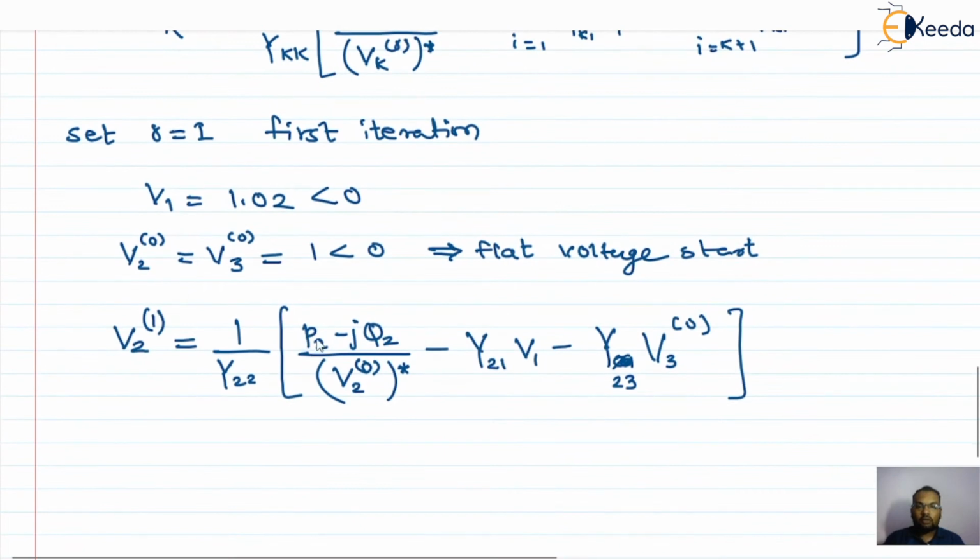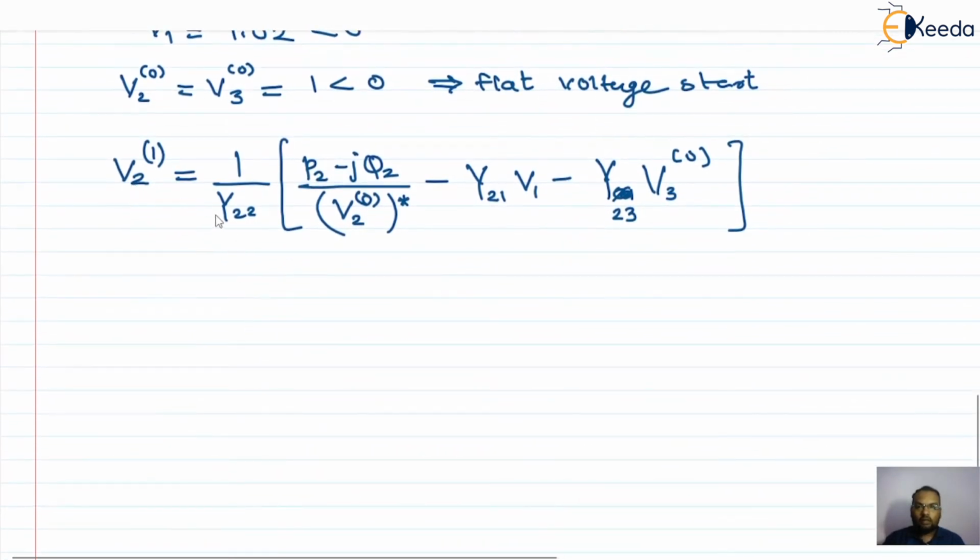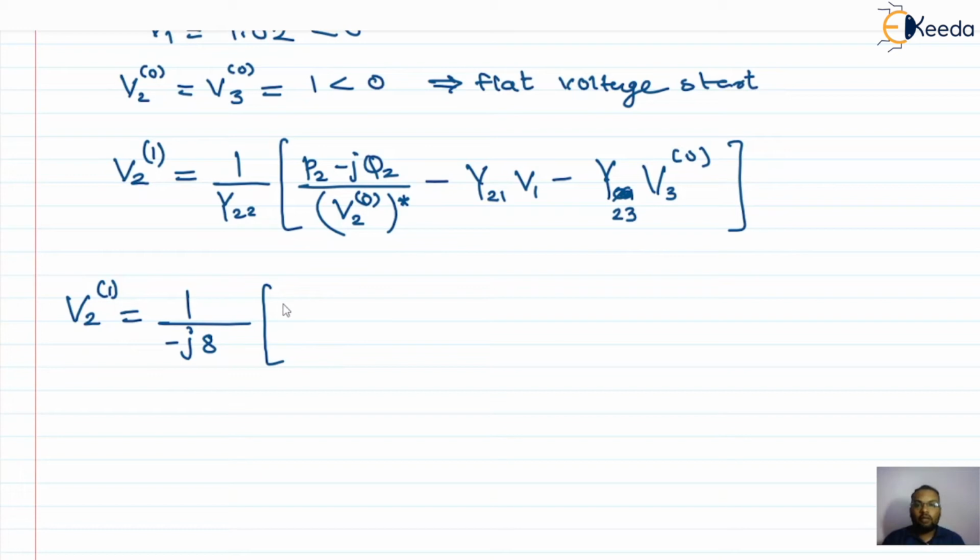Now let us put the values of these things, and we will solve this for V2 in the first iteration. So V2 value in the first iteration will be 1 upon Y22. If you recall, Y22 value is minus J8. Then P2 is minus 0.25, and this Q2 is minus 0.1. So that minus and this minus will become plus, so plus J0.1 we will get here, divided by this V2 in the assumed value, this V2 naught. We have to take the conjugate of that, so 1 to the angle 0 degree, and we have to take the conjugate of this.